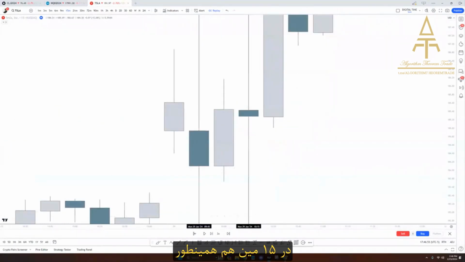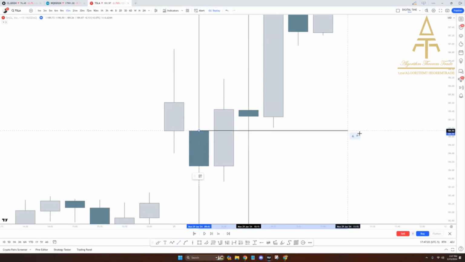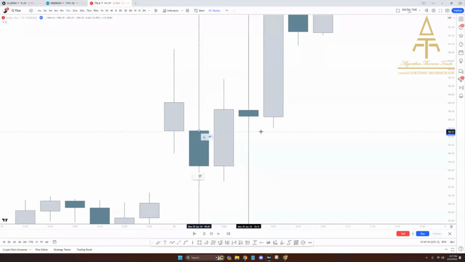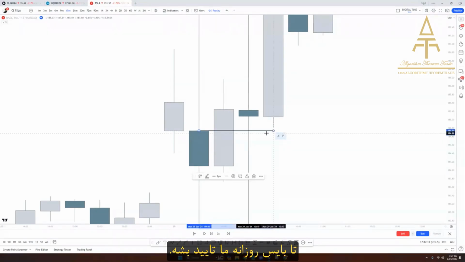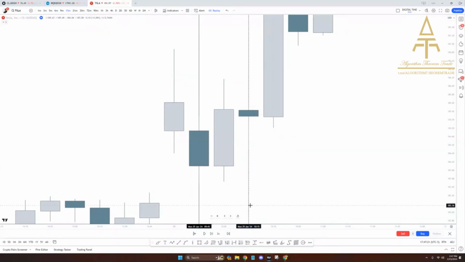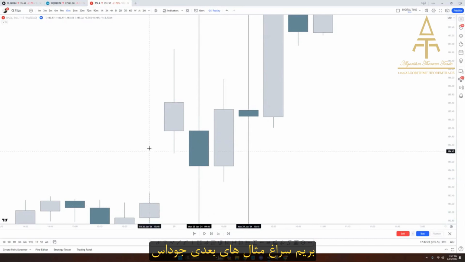Same thing on the 15-minute. The opening price of this candle is up here, right? You're going to want to see price close above that opening price. Think of it as daily buys. Once it closes above that, it tells you it's going to want to see continuation on the next candle. Understood? We'll go through a couple more examples of Judas.